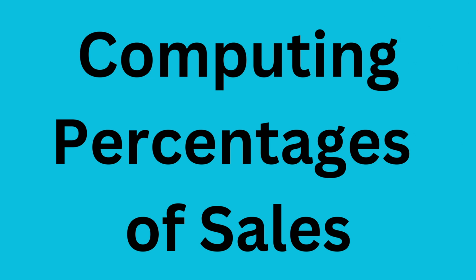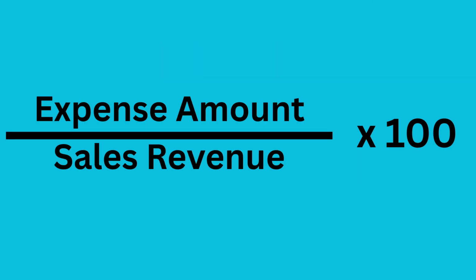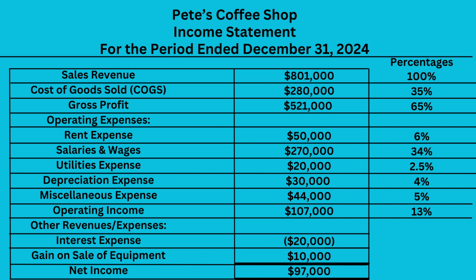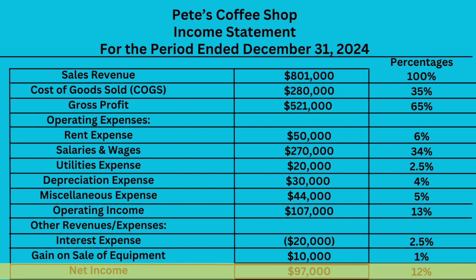Okay, to compute the percentages of sales each line item represents, we divide the line item amount by the total sales of $801,000. So if we divide $280,000 by $801,000, then we know that cost of goods sold is 35% of total sales. If we continue this process down the rest of the items on the income statement, we can find out that gross profit is 65% of sales, operating expenses are 52% of sales, and our net profit margin is about 12%. But alone, these numbers do not mean anything. This could be really good or really bad, and it all depends on what you're comparing it to.